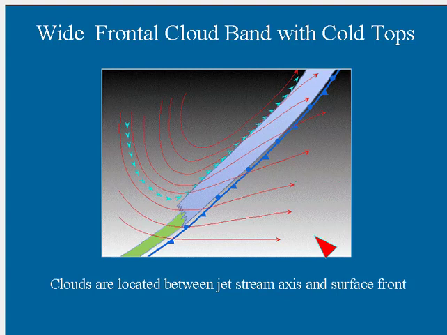Cyclogenesis usually is set up when a wide frontal cloud band, high cirrus cloudiness associated with a subtropical jet, is interacted with by an upper-level disturbance such as a shortwave trough. At the surface, beneath this wide frontal cloud band, we typically have a stationary front separating very warm air to the south and east from cooler air to the north and west.